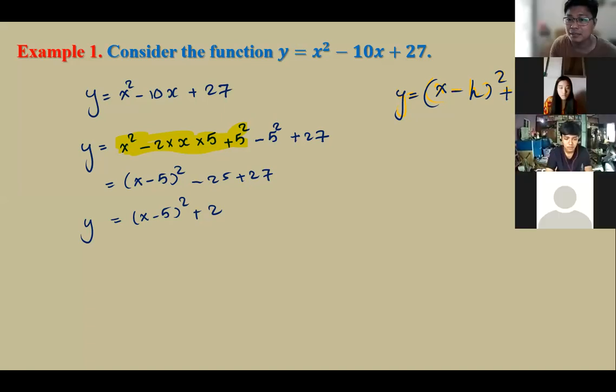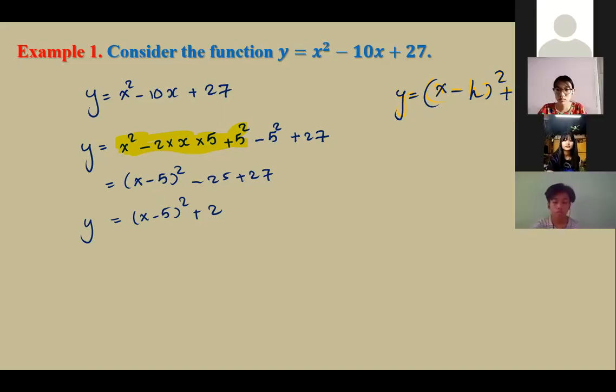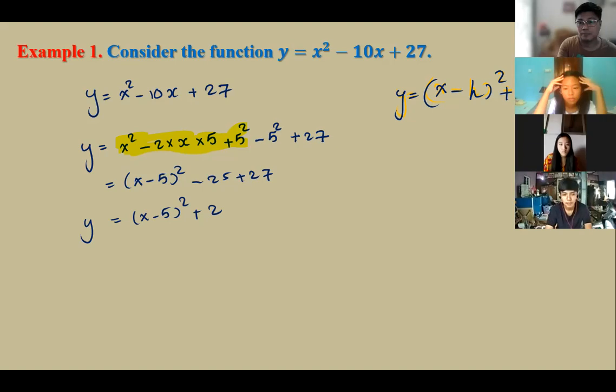Y equal to x squared. Okay. Y equal to x squared. So the graph is... Y equal to x squared minus 10x plus 27.